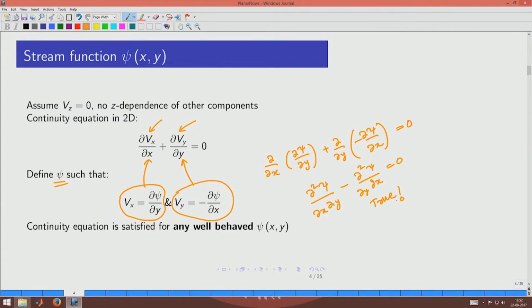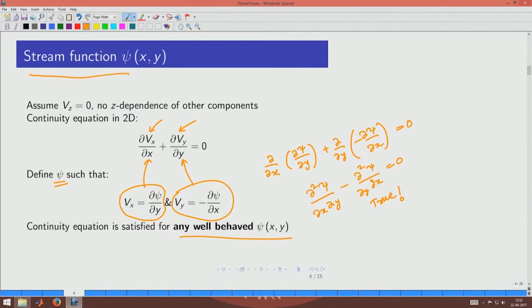But this is true for any well behaved function psi. So, if psi is a well behaved function, then this is always true, which means that if we can actually come up with a function psi which is well behaved, then we can take its derivative with respect to x and y, and then call those two expressions as velocity components, because they would readily satisfy the continuity equation. So, because of this utility, we actually would like to give a name for this function, and we call it as stream function.